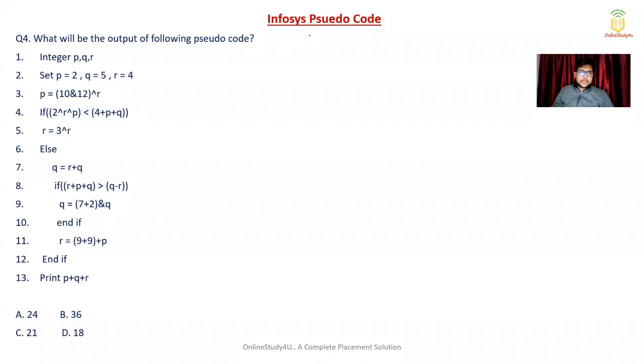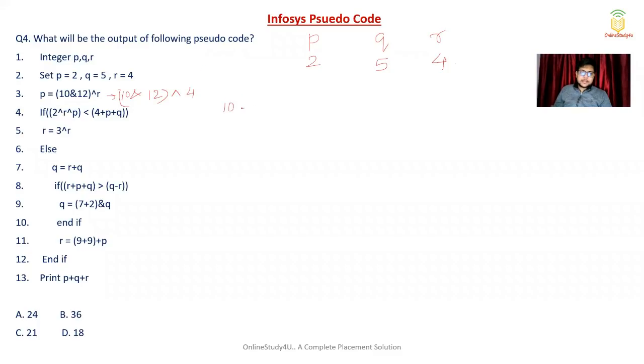Here we are given three integers, P, Q, and R again. The value of P is 2, the value of Q is 5, and the value of R is 4. Very well. Then my P gets updated to 10 and 12. So R, what is the value of R? That is 4. Let's do this operation.